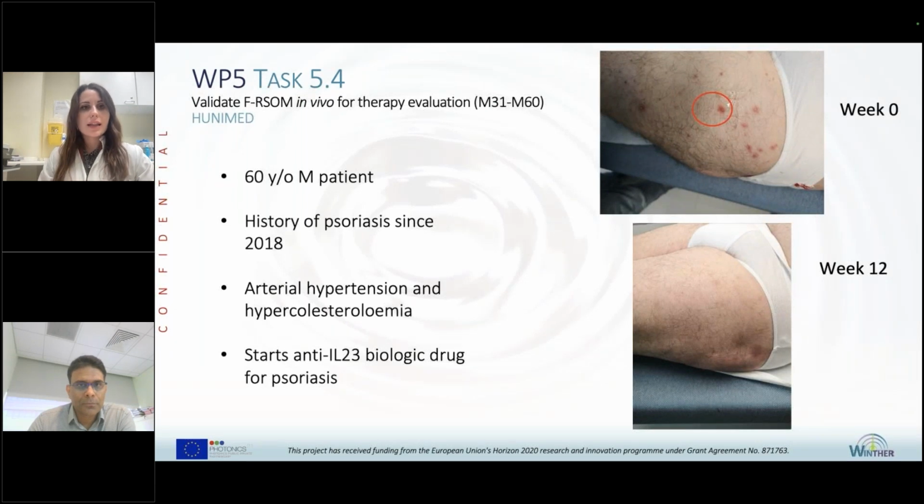The second clinical case is about a male patient of 60 years old that had a history of psoriasis since 2018, also affected by arterial hypertension and hypercholesterolemia. In this patient, we took some images at week 0 and week 12 of treatment. In particular, we decided to begin treatment with an anti-IL-23 biologic drug specific for this pathology.